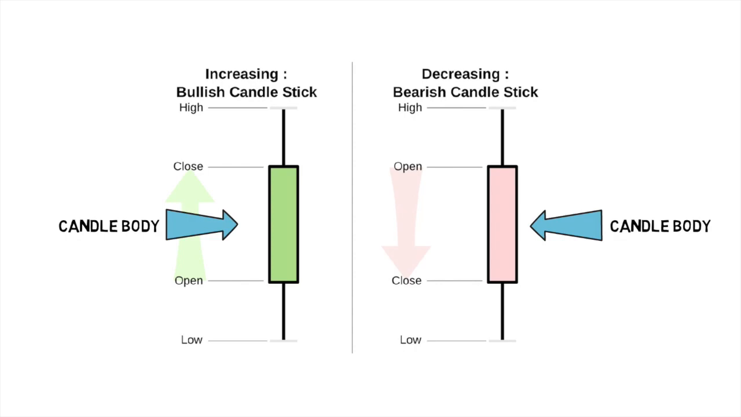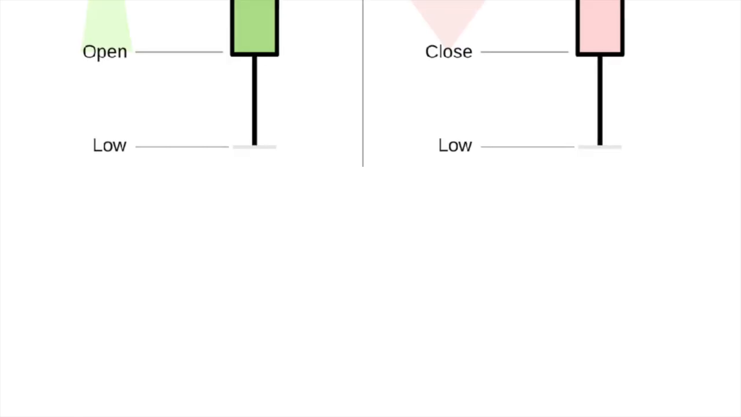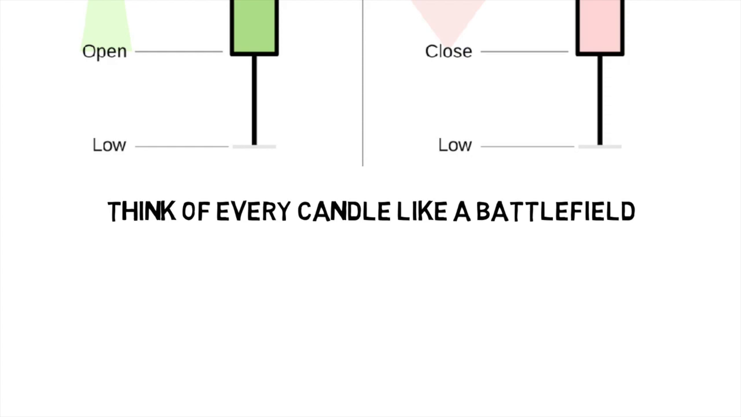On a red candle, the top is where the market opened for that period of time, and the bottom is where it closed for that period of time. The wicks are the same, just the high and the low. So you're probably wondering at this point, how is any of this useful?